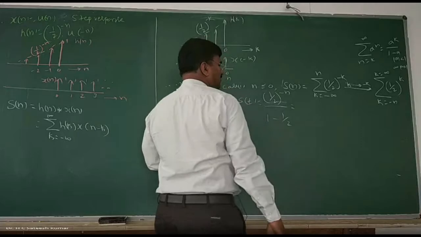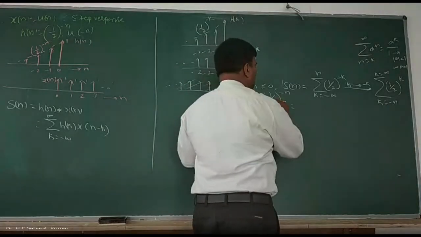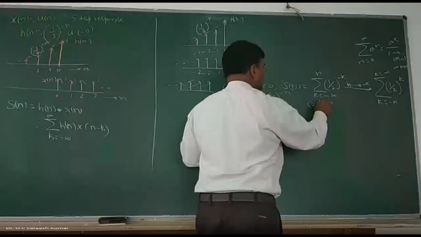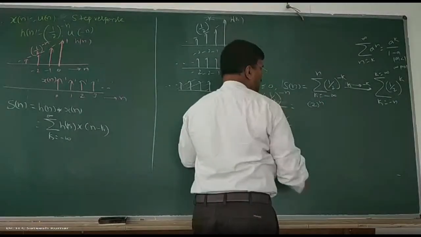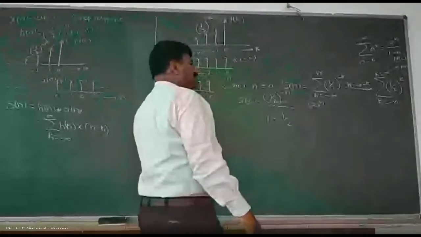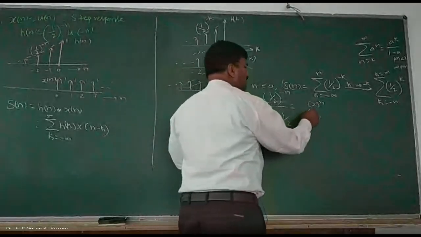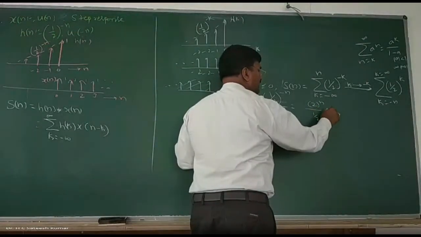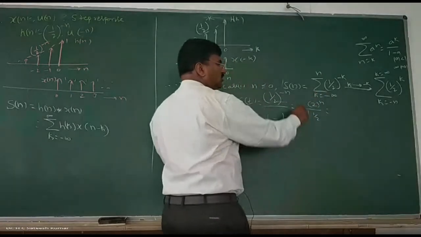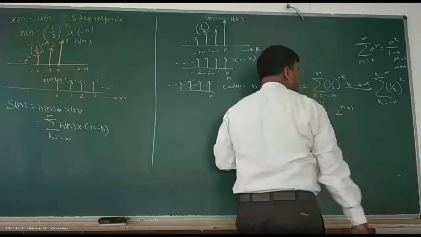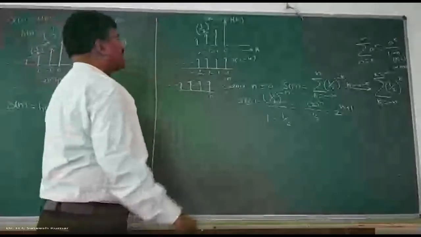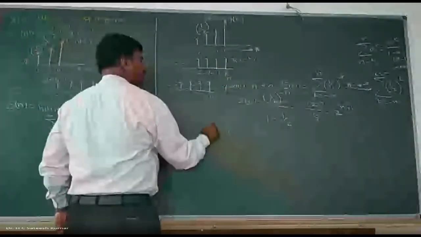This is nothing but 2 to the power of n. When 1 by 2 to the power minus n, we can take 2 to the numerator to become 2 to the power of n. 1 minus half is half, so 2 will go to the numerator. 2 into 2 to the power of n is 2 to the power of n plus 1. That's it. Okay. Case number 2.